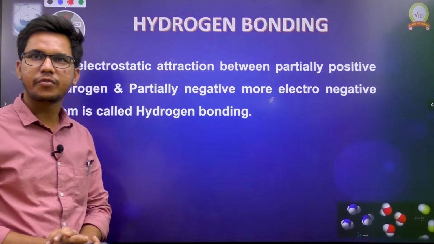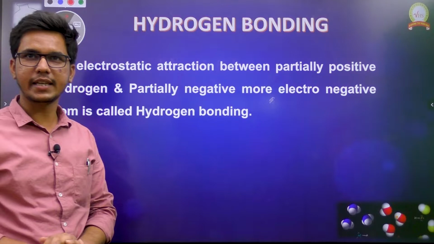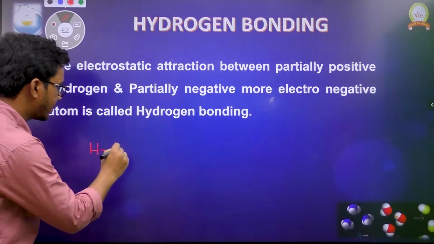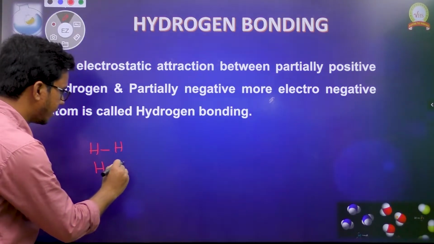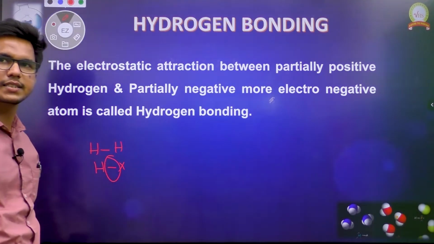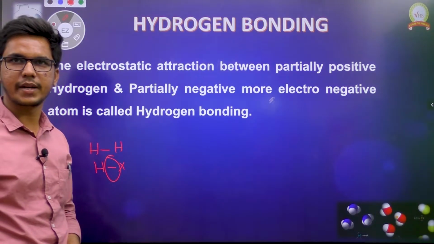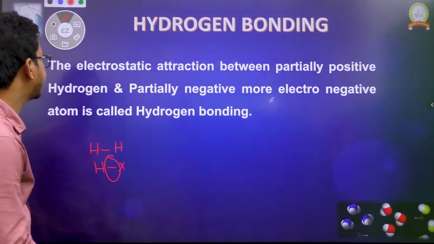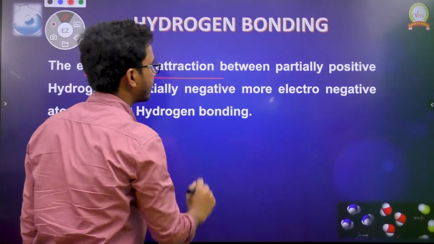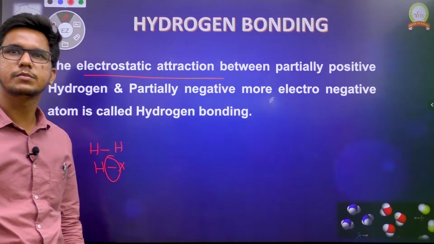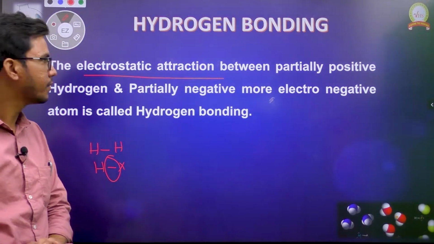Most of the students get confused here. Hydrogen bonding is not something like a hydrogen bond formed with some other hydrogen or some other atoms. This is not the hydrogen bonding which we are discussing. That is just a covalent bond with the non-metals or an ionic bond. But here it's an electrostatic attraction. Electrostatic attraction means what? The attraction between two oppositely charged species.